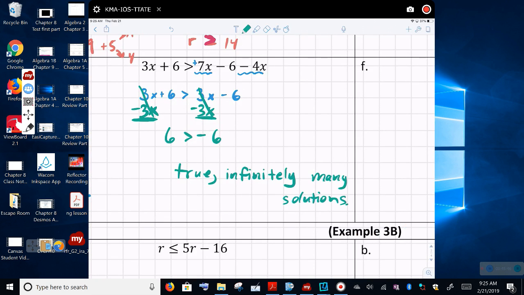Okay, so maybe highlight these, and maybe highlight the fraction ones, because these are some of the tougher ones. But definitely think about where the variables canceled out, and we have to decide whether it's infinite or no solution.